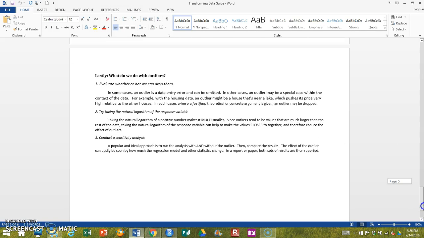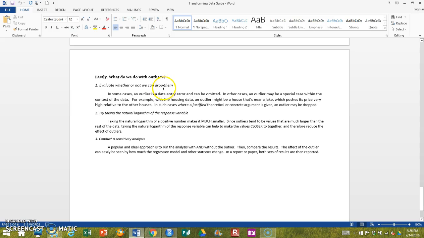And lastly, what do we do with outliers? Well, we evaluate them. Sometimes it's data entry error, and we can omit them. If there's a special theoretical case, like if it's a house near a lake among a housing data set, then we can maybe justify removing. It's really difficult to justify removing an outlier, and so we rarely do that. So one thing we can do is actually take the natural log of an outlier, and that actually makes the values smaller, makes them closer together, and it reduces the effect of an outlier.